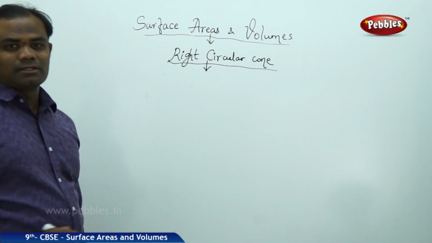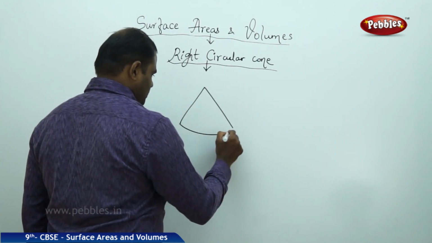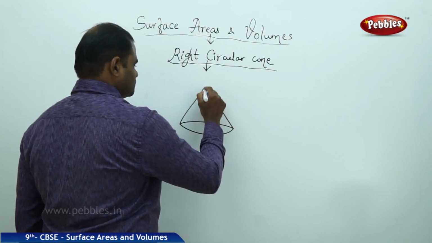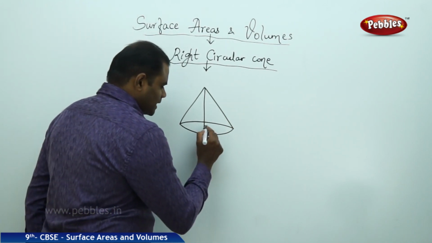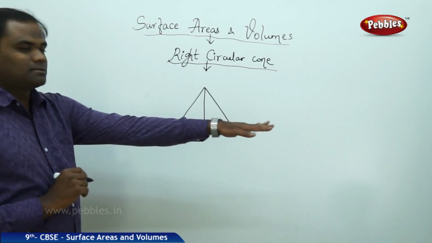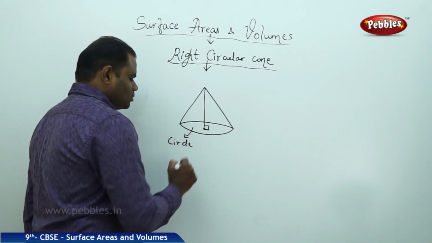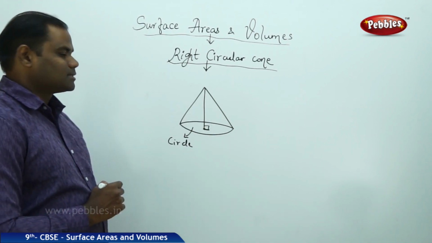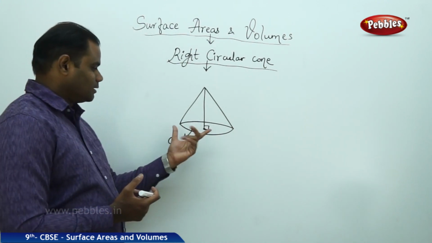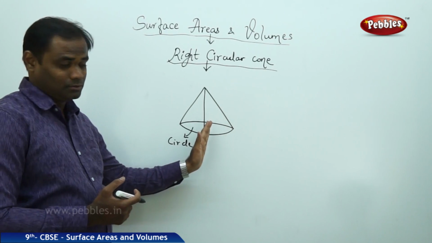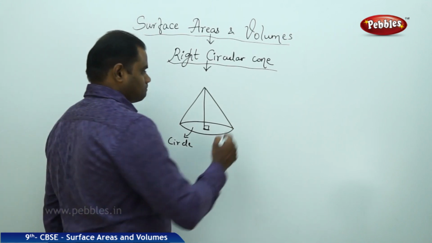So what is a right circular cone? A cone which is exactly 90 degrees and circular at the bottom. A cone which is exactly 90 degrees with the base, and this base being a circle, are the two important points which make a right circular cone. So a cone whose base is a circle, and if the base is perpendicular to the height of the cone, then we say such a cone is a right circular cone.